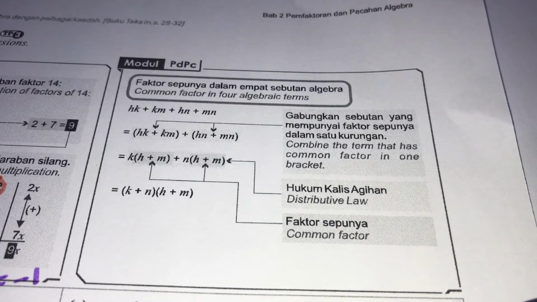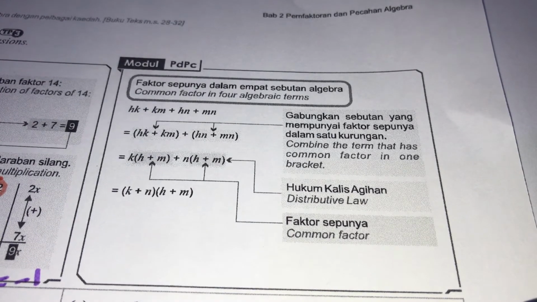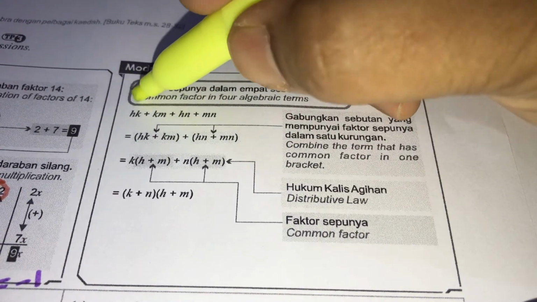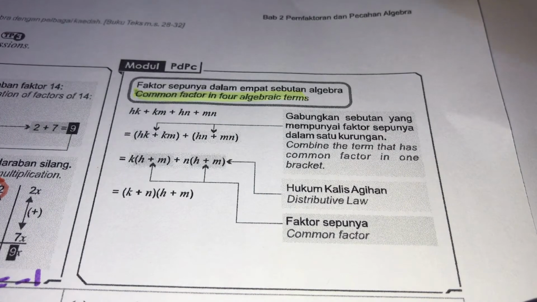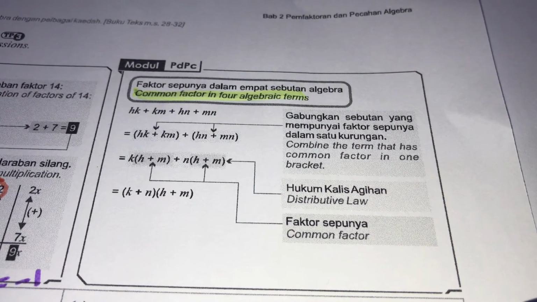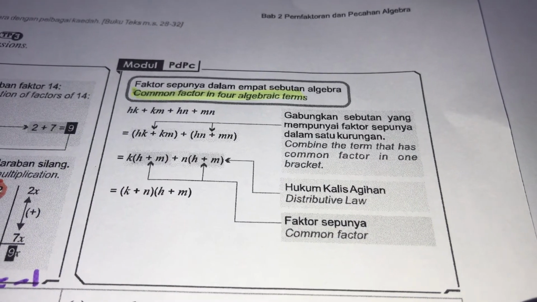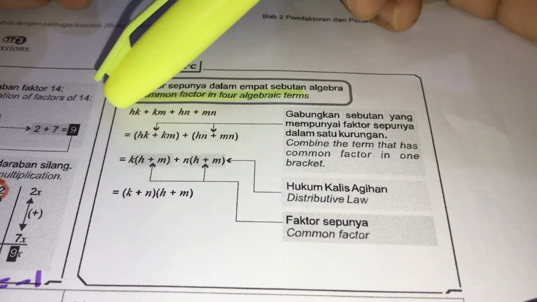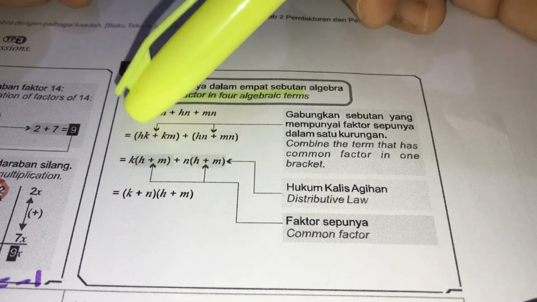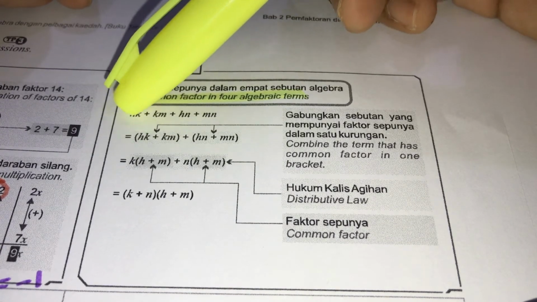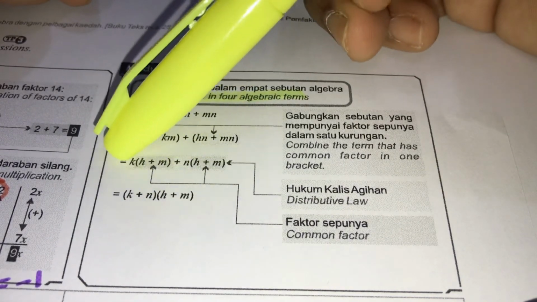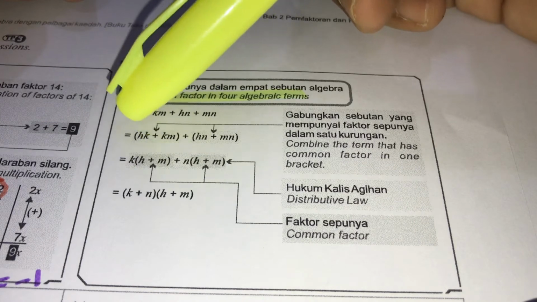Okay girls, now we go to method 4, the last method for factorization. You can highlight in your workbook here. We call it common factors in 4 algebraic terms. This one is almost the same as method 1. You have to identify the common factors like HK and KM. Which one has the common factor? K, right? So you write out K, like method 1. K and then H plus M.